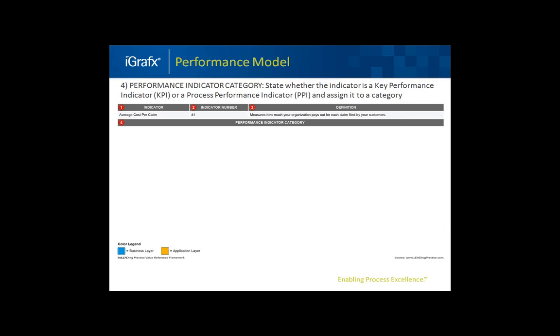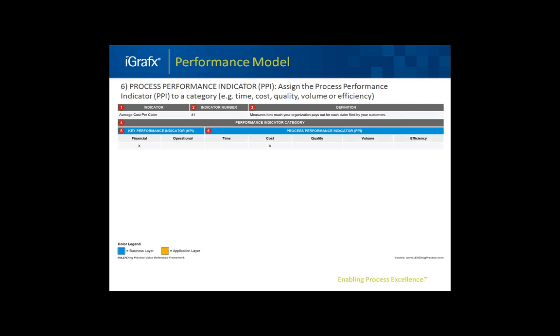Then you need the performance indicator category, which is either the KPI or the PPI, meaning the process performance indicator. Remembering that a KPI, if you want to measure it in the system, needs to have a link to either a financial or an operational KPI. If not, the system can't measure it. And if it is a process performance indicator, it either needs to be a measure within time, cost, quality, volume, or efficiency.